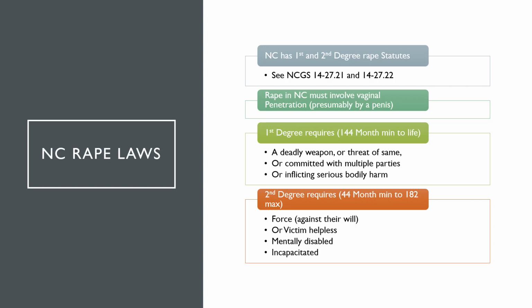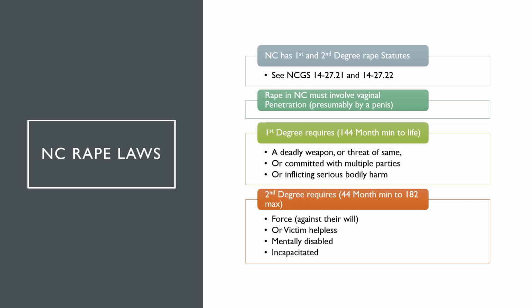But we then take this vaginal penetration, we divide it into two degrees. We have first-degree rape, which is among the most serious crimes you can commit in North Carolina. And the minimum sentence there, you'll notice, is 144 months. So the minimum sentence you're going to get for something like that is 11 plus years. And you can get a sentence up to life.